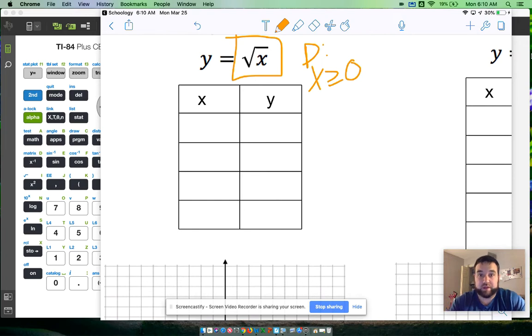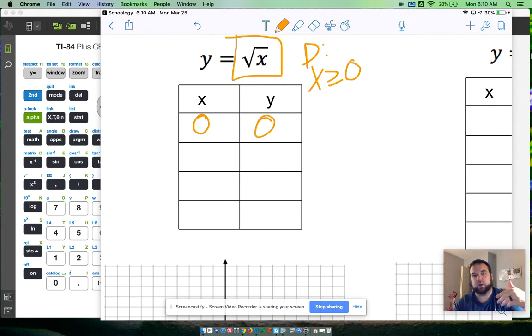So let's start with that value first. I'm going to start with 0 as my first x value, or my first domain value. And if I plug in 0, what do I get out for y? Well, the square root of 0 is 0.